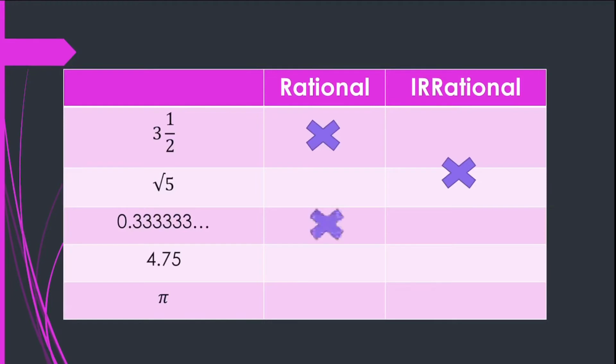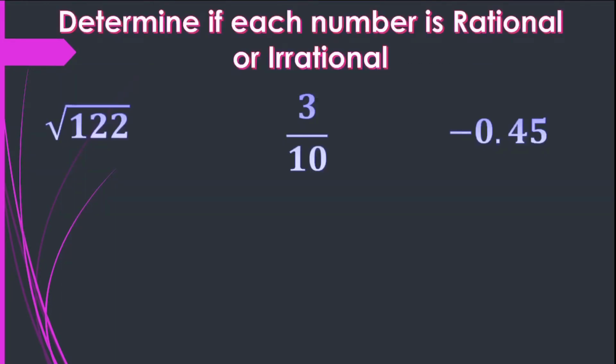Then 4.75. It's a decimal. It's rational. And right away, you should have already marked off the last row. That's pi. It's irrational. Okay? So right now, I want you to determine if each number is rational or irrational.